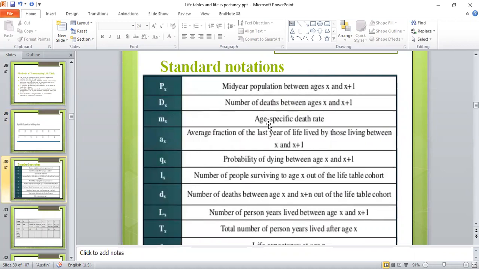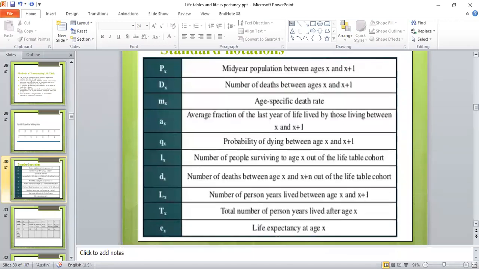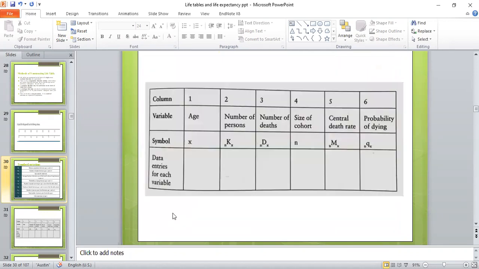Dx is the number of deaths. Mx is the age-specific death rate. Ax is also the average fraction of the last year. Qx is the probability of dying between x and x plus 1. And lx is the number of people surviving to age x. dx is the number of deaths between age x and x plus n out of the life table cohort. Lx is the number of years lived between ages. Tx is the total number of person-years lived after age x, and ex is the life expectancy at age x.